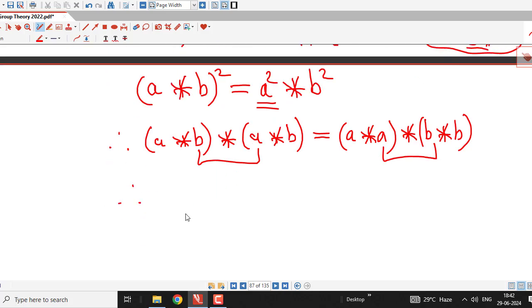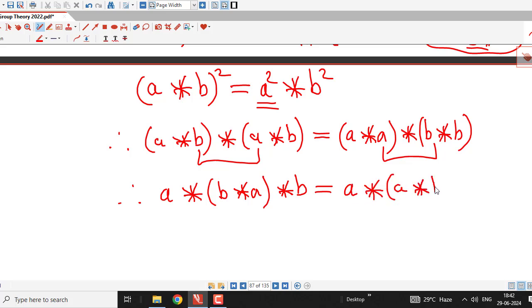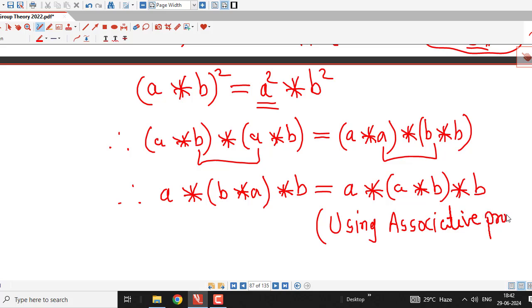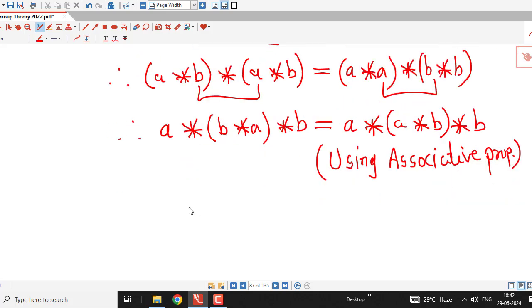So first, using the associative property, I will combine B star A on the left hand side. Here I am combining B star A, and here using the associative property I combine A star B. So what I am using here is the associative property. Now I want to prove that B star A and A star B are equal.